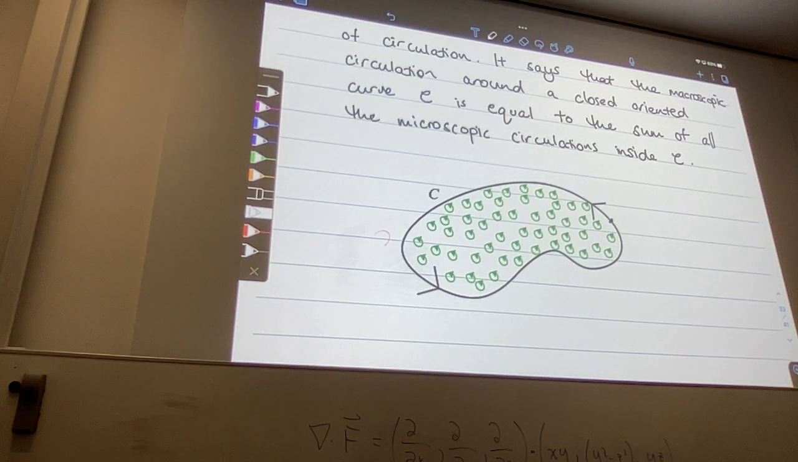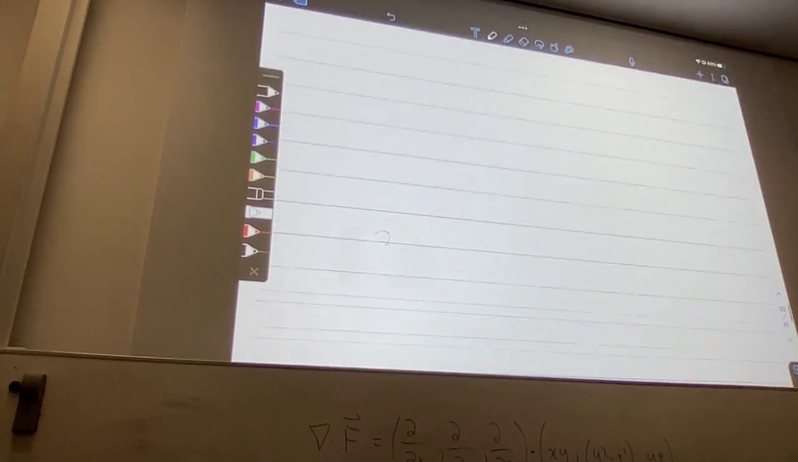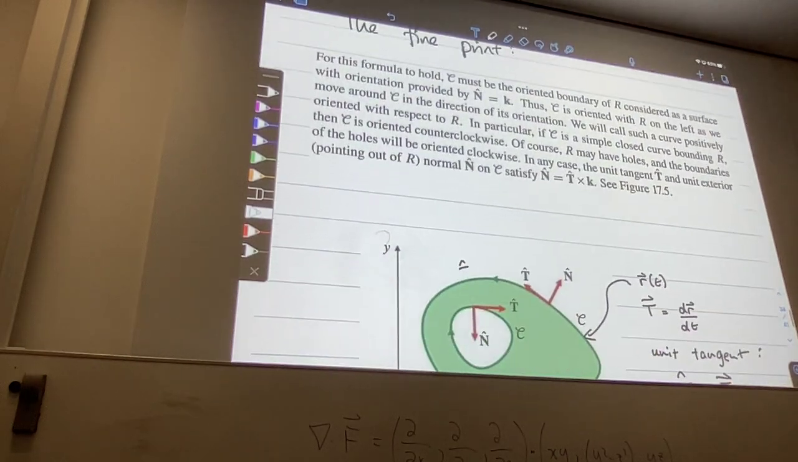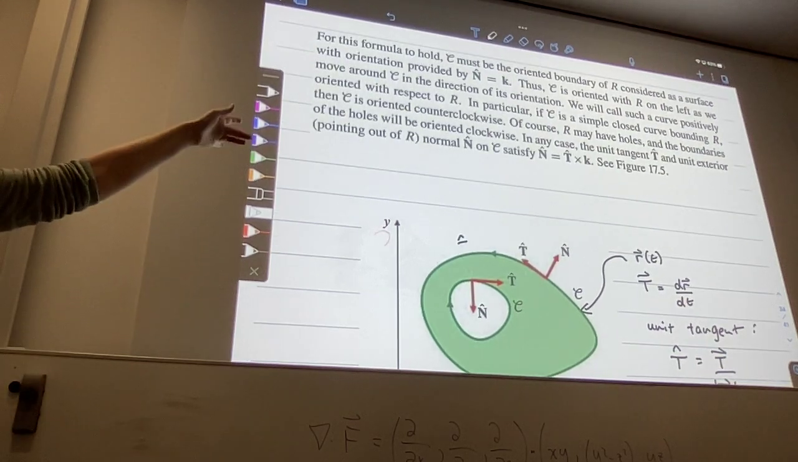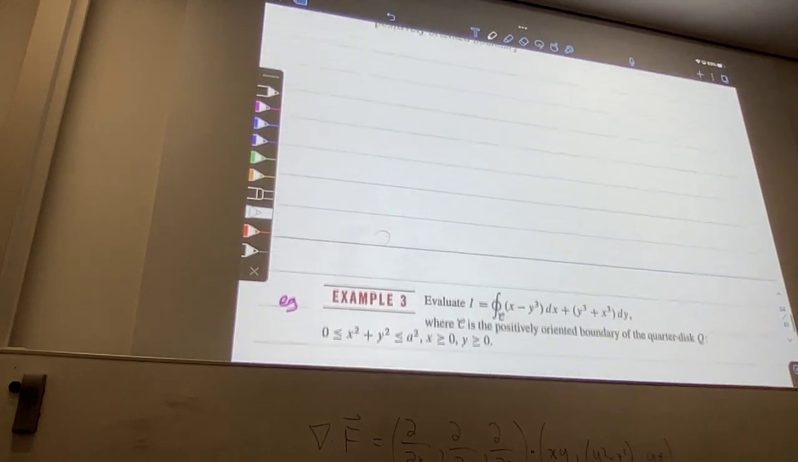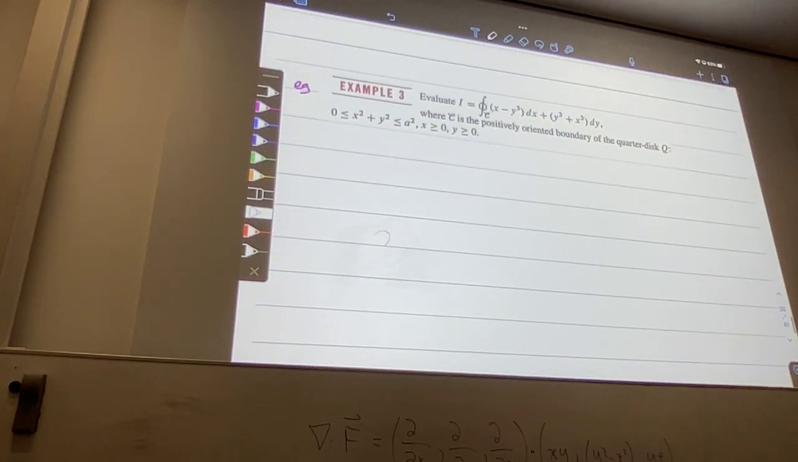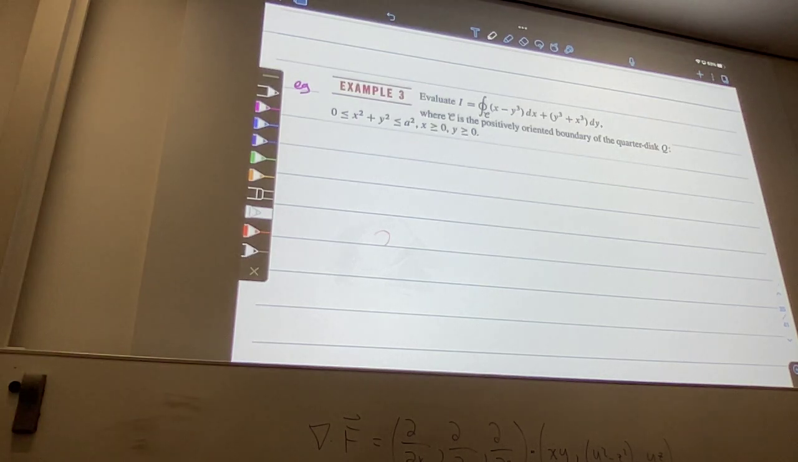Not sure if that's useful, but that is the intuition. So basically, line integral is the same as surface integral of curl. There's some fine print over here, which again is just talking about our orientation. You don't need to worry too much about that. Let's have a look and see how Green's theorem can make our lives better.